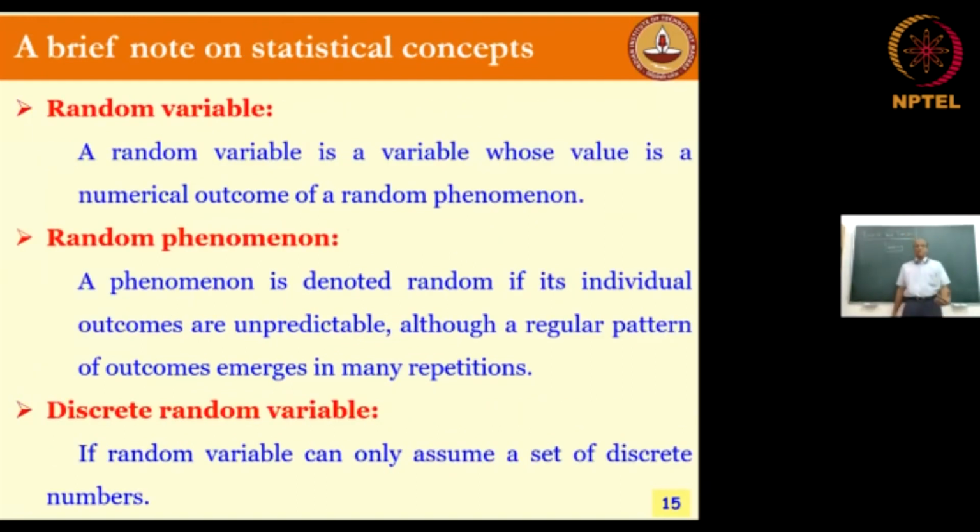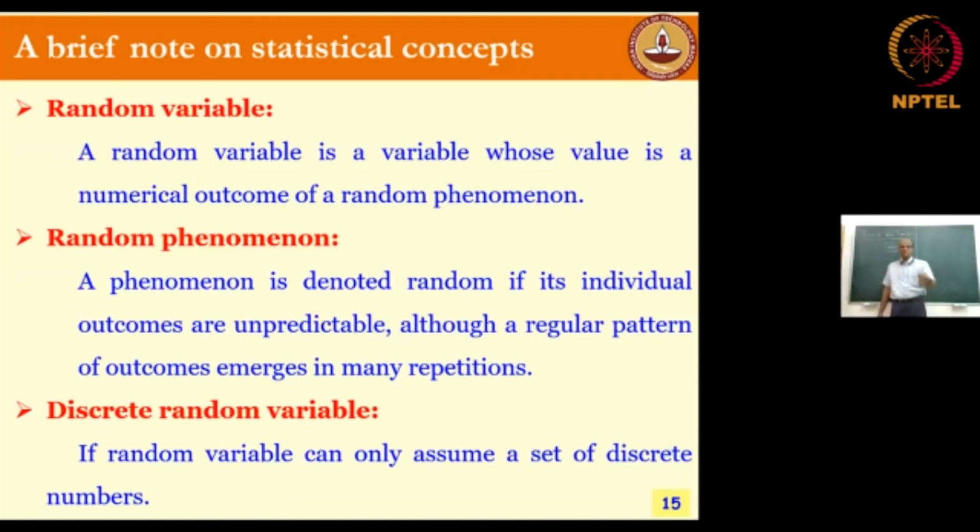Then we have to discuss statistical concepts. What is a random variable? A variable whose value is an outcome of a random phenomenon. Tossing of a coin, whether heads or tails, is a random variable. The random phenomenon is the tossing. A phenomenon is random if the individual outcomes are unpredictable, although a regular pattern may emerge. So with an unbiased coin, if you toss it 100 times, approximately 49, 51 or 50, 50, you will get heads and tails.